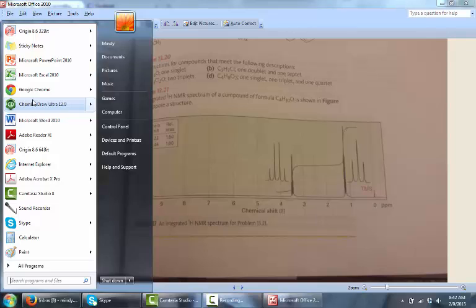So we're going to start with problem 13.21 in your book, and I have a picture of that shown here. So again, this is 13.21, and the problem says the integrated proton NMR spectrum of a compound of formula C4H10O is shown in figure 13.7. Propose a structure. So here, let's open ChemDraw also, so that this way we can figure this out together.